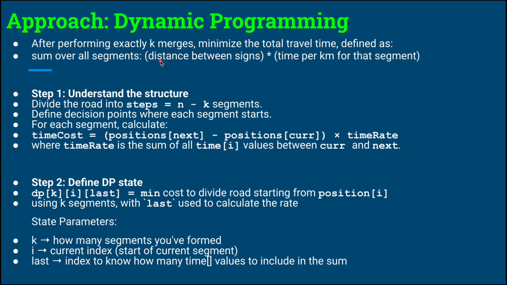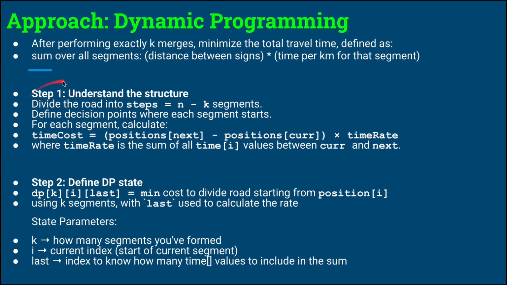That we can see the distance between the signs and the time per kilometer of that segment, right? That will be the sum. So we have to multiply that, and we have to make the sum. So all segments will be summed up, and then we will return the minimum total travel time. If it is minimized, then we'll return that.